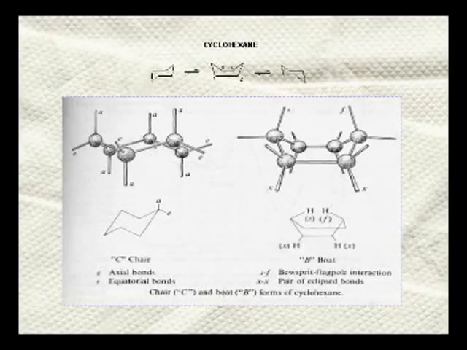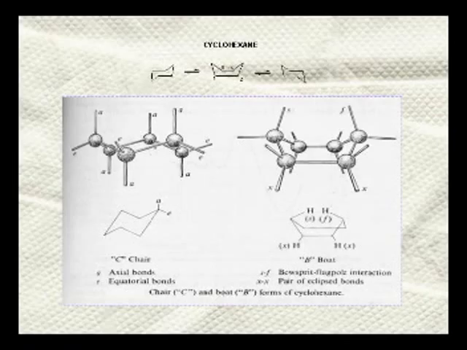In that, two pairs of eclipse strain are available. Carbon 1, 2, they are eclipsed to each other. As I mentioned earlier, if there is an eclipsed bond, there will be repulsion. Likewise, carbon number 4 and 5 are also eclipsed to each other, so there will be repulsion. In this particular case, the bond relationship is 120 degrees, so the axial and equatorial categories will not be available in the boat conformation.